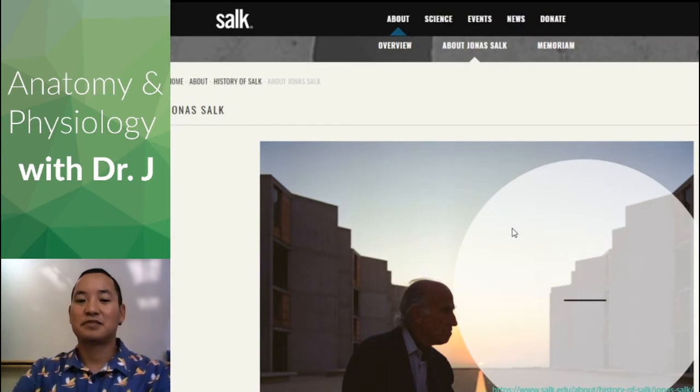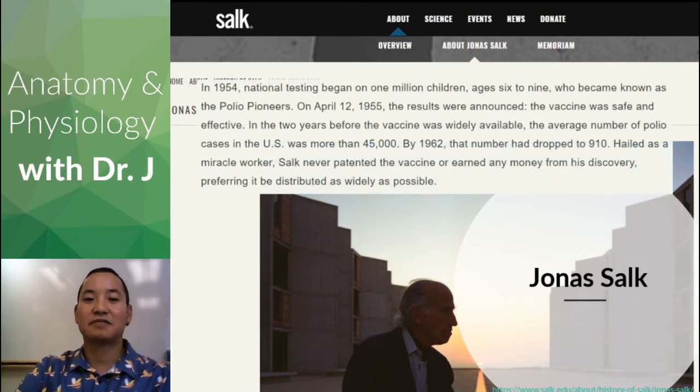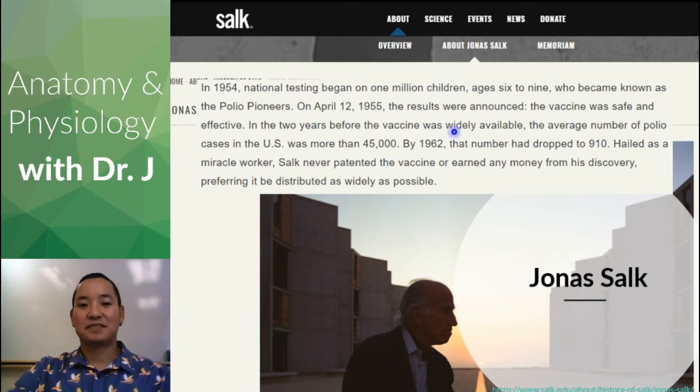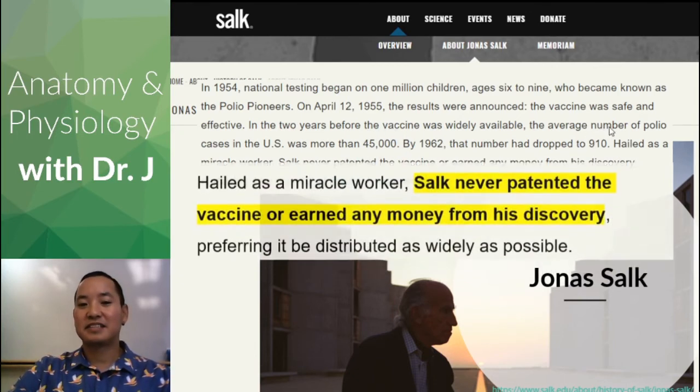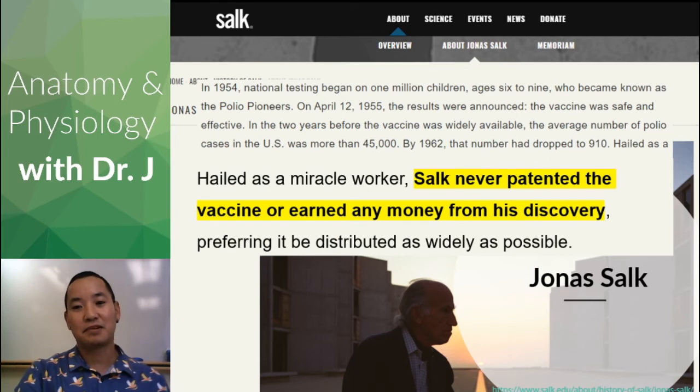So who is this person? This was Jonas Salk. And what amazing thing did he do? He invented one of the first polio vaccines. Back in 1954, he wanted to prevent this. So he invents the vaccine, and by 1962, from 45,000 people, cases dropped to 910. This is an amazing thing. He never patented the vaccine or earned any money from his discovery. He really believed in preventing this horrible disease from happening to people. He just wanted to invent it and distribute it as widely as possible.